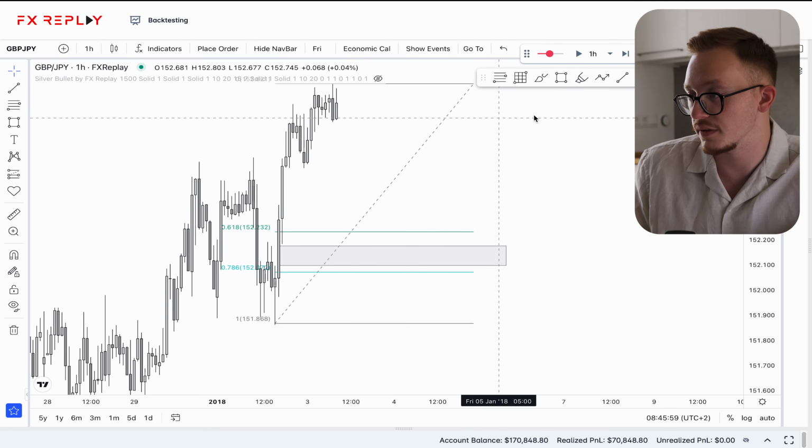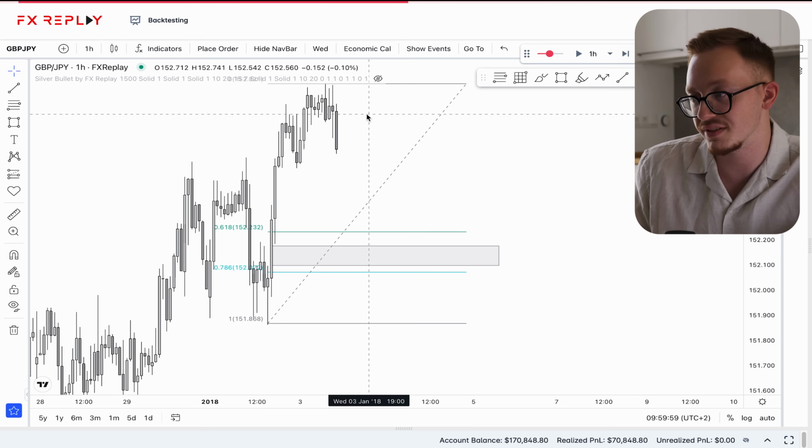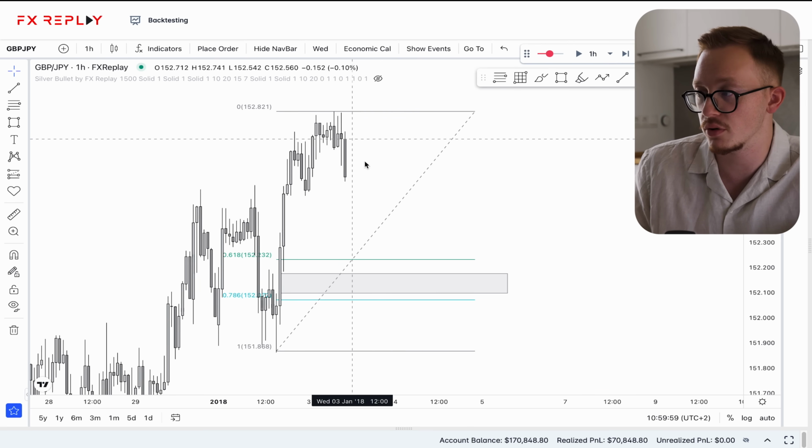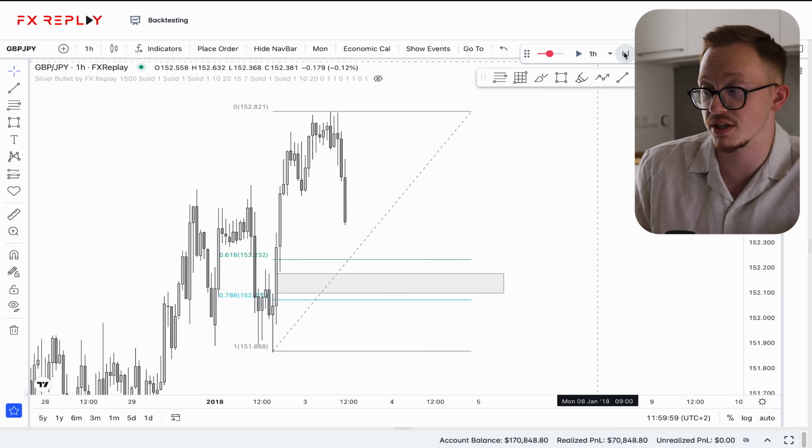Right now it is London session, and I think it will take a long time for us to go down. Also, something to notice, I'm not trading downwards to the zone. I'm only taking it in the same direction as the trend.